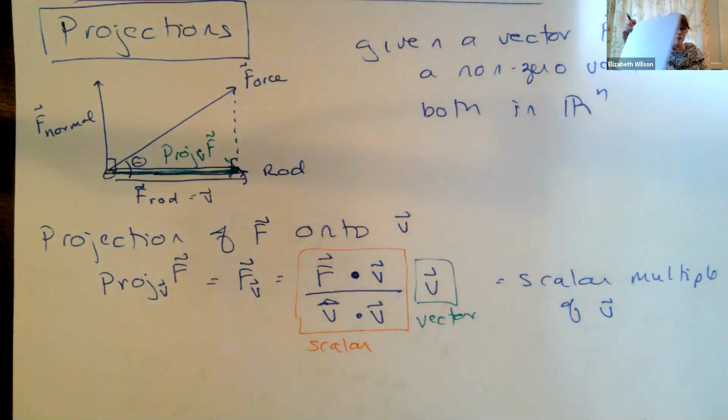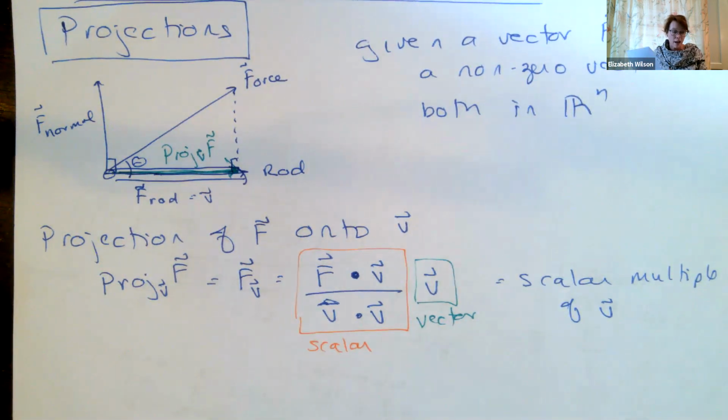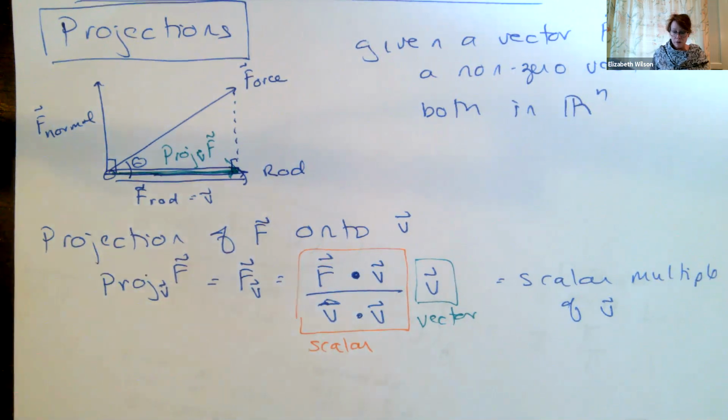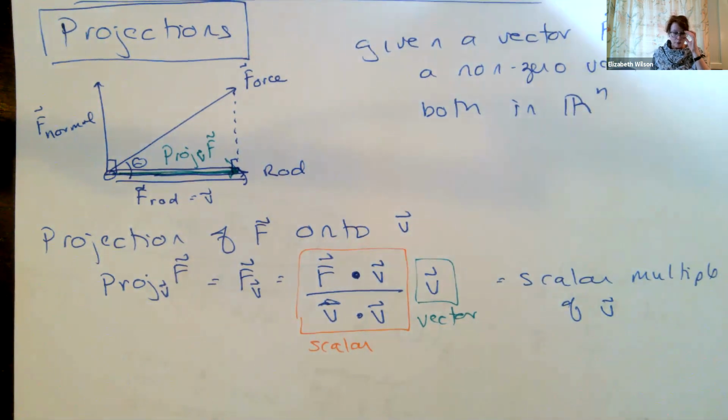So projections are really important. We use projections a lot in linear algebra, and we don't really go into it so much, but they're used a lot in reflection. So if I have a vector coming in, it hits a surface and it bounces off, that's a reflection. We use projections a lot to do those reflection calculations. So projections are a pretty important concept when we try to do stuff with vectors.